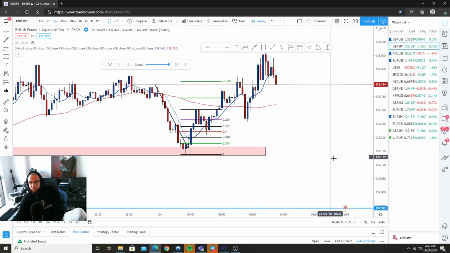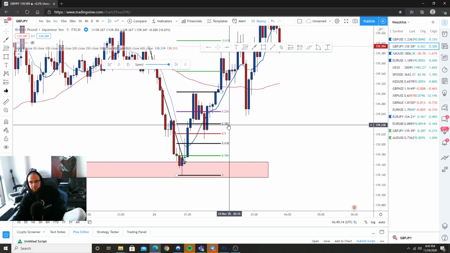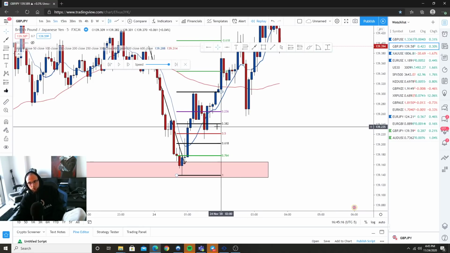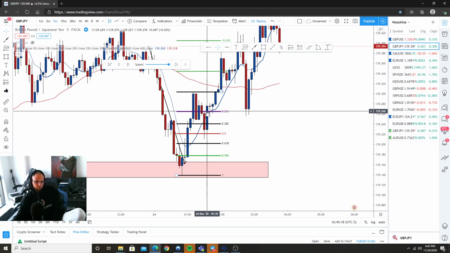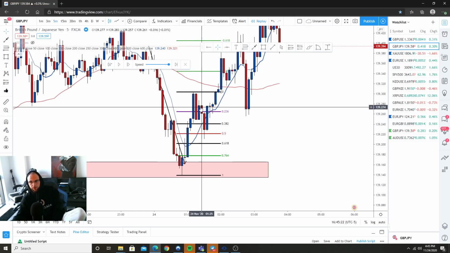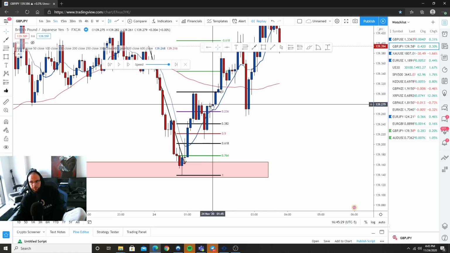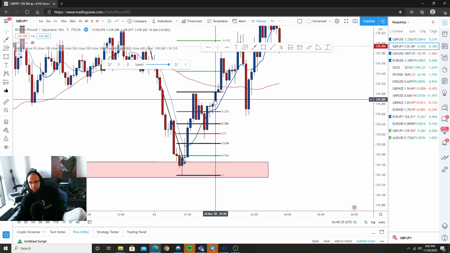This was originally the entry, but we did get in super late, just because I started the Zoom probably 20 minutes after this. We got in right over here at this entry. So once we got in over here, my entry was 292. So we got in at this candle right over here. So we got in pretty late.